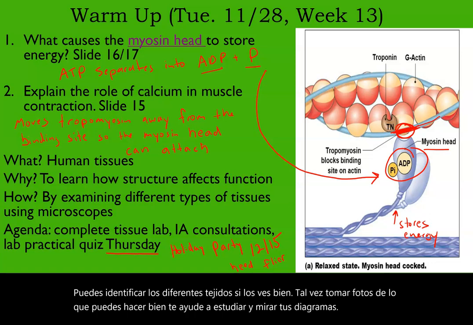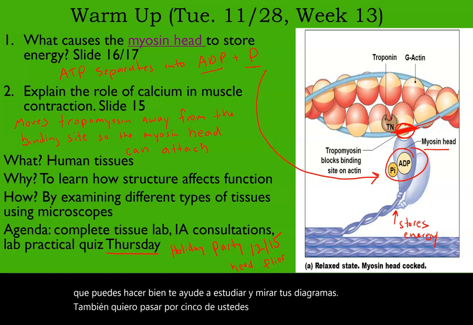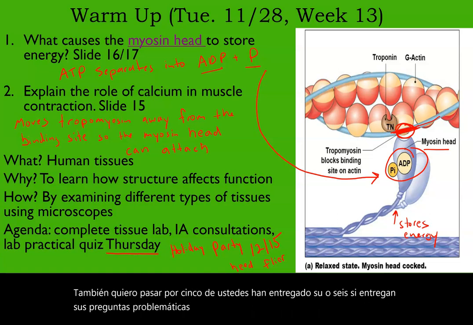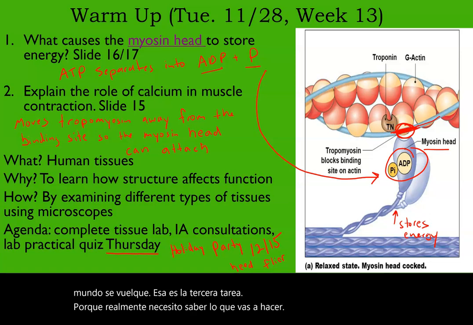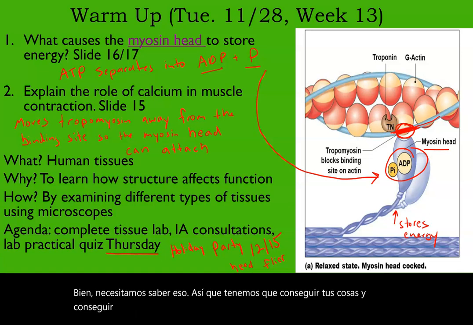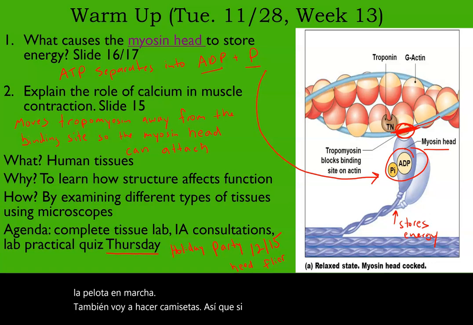I also want to come through, 5 of you have turned in or 6 of you turned in your problem questions for your IA. So I need everybody to turn in, that's the 3rd assignment, because I really need to know what you're going to do. Okay, we need to know that. So we need to get you your stuff and get the ball rolling. I'm also, we'll do t-shirts too. So if you have your $5, give me that, and then we'll get you your t-shirt.